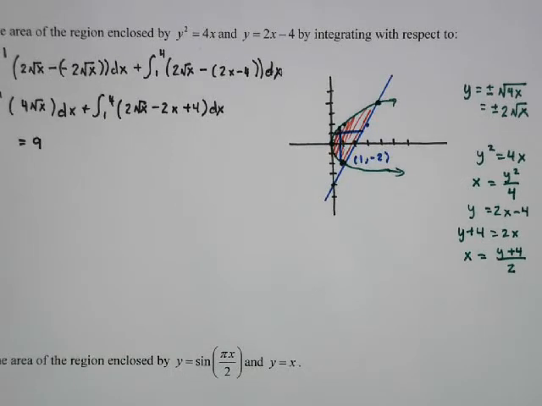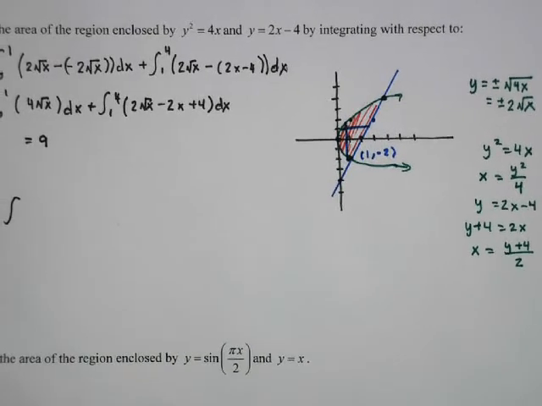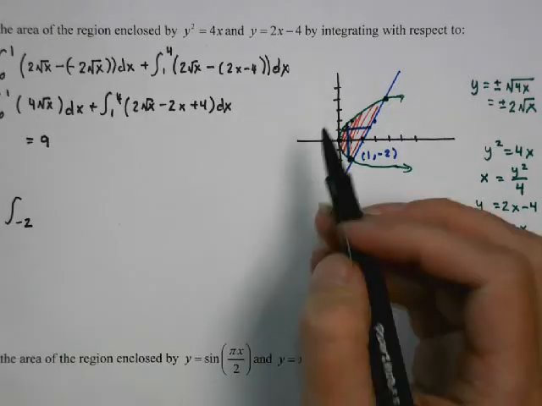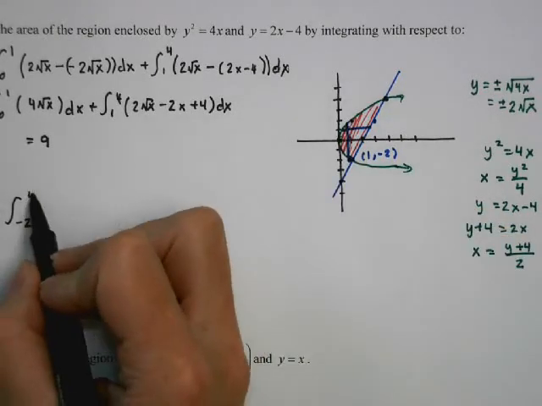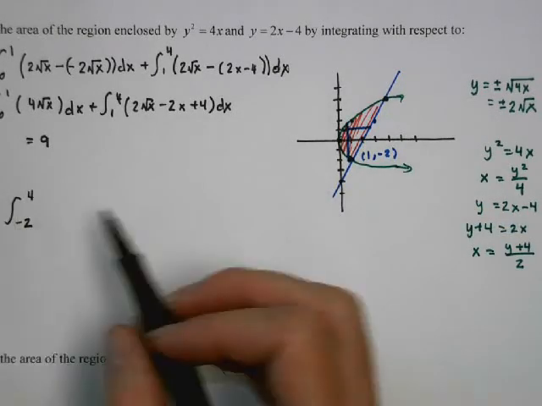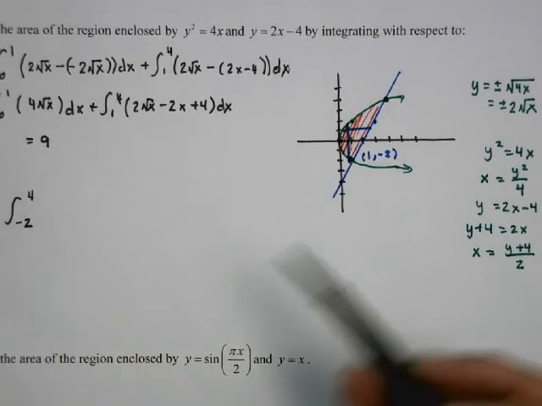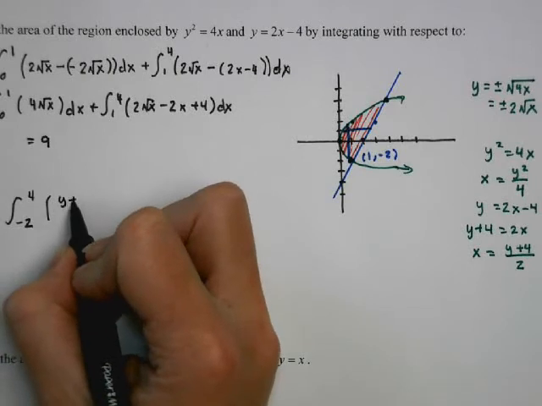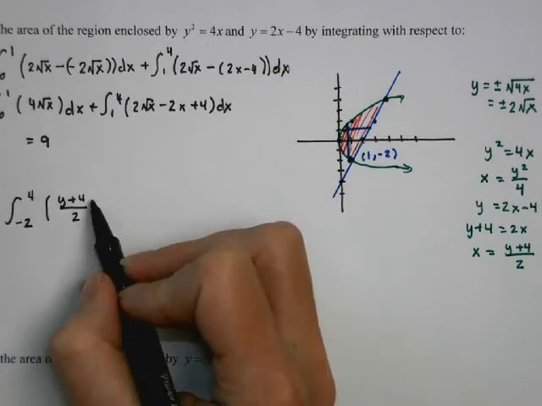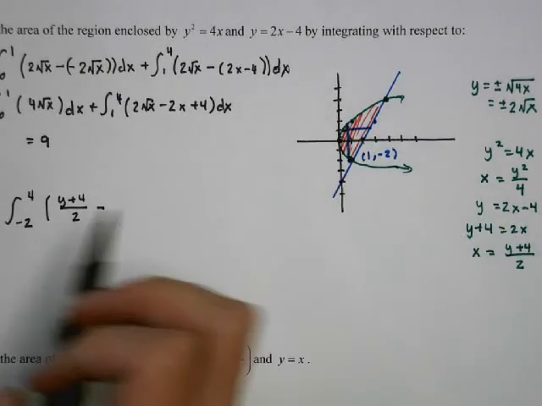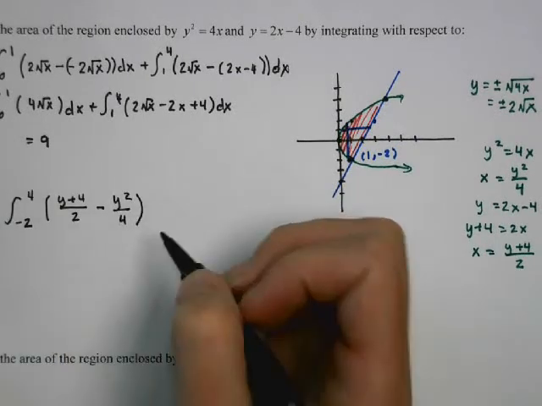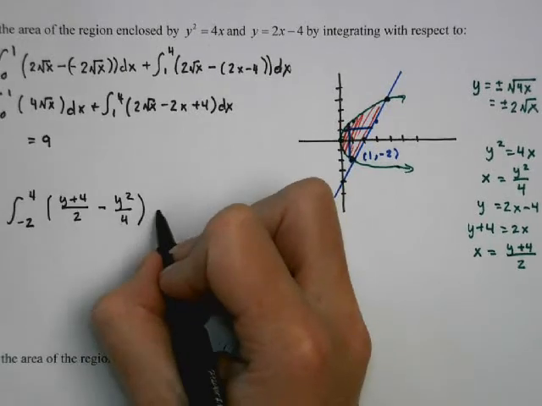So with respect to y, it's going to be the integral. We're going to use the y values this time. So we're going from a y value of -2 up to a y value of 4. Then it's going to be the right minus the left. So the right is the line in terms of y, which is y plus 4 over 2, minus the parabola. And this is going to be dy.